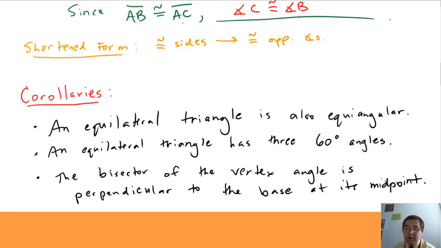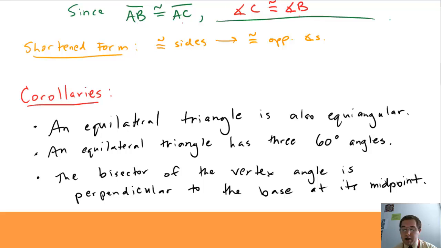And we would be able, by taking different pairs of sides of that equilateral triangle, to get each of those three angles equal to each other. So an equilateral triangle is also equiangular, which is very, very useful. An equilateral triangle has three 60-degree angles, because we know an equiangular triangle has three 60-degree angles. We just said an equilateral triangle is equiangular. So in any equilateral triangle we have three 60-degree angles.